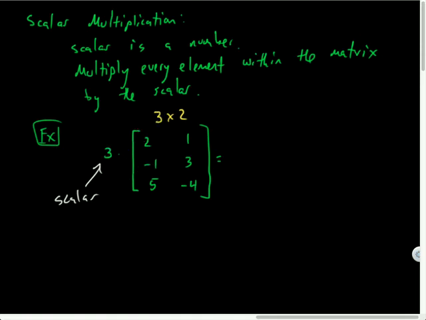Let's see if I can be sneaky. What will 3 times A22 be in this? Yep, because element A22 is this guy right here. Second row, second column. And 3 times that is 9. What would 3 times A21 be?